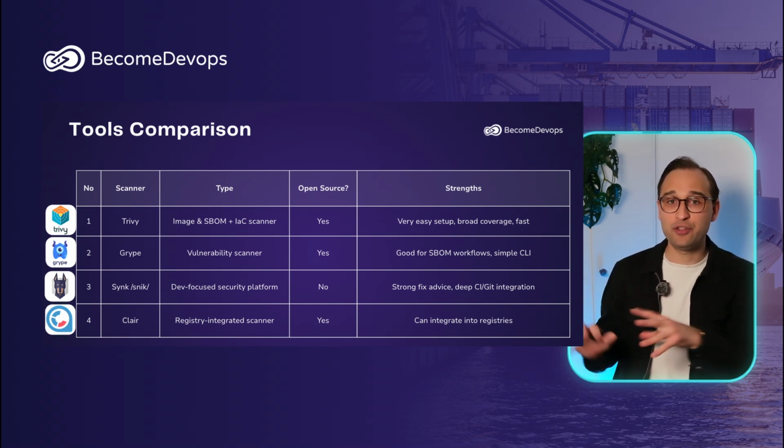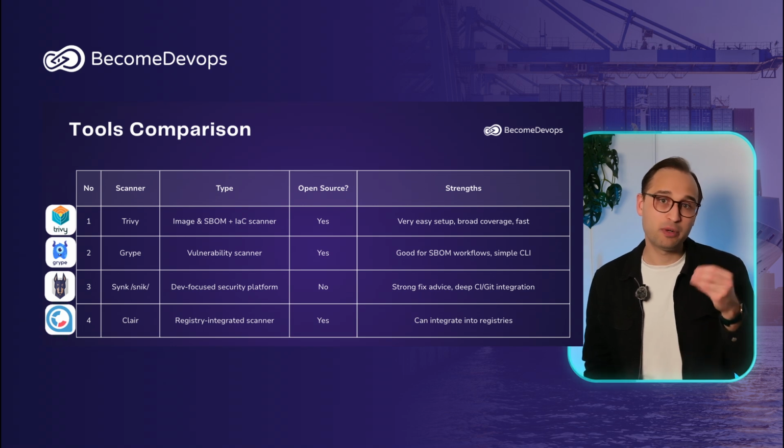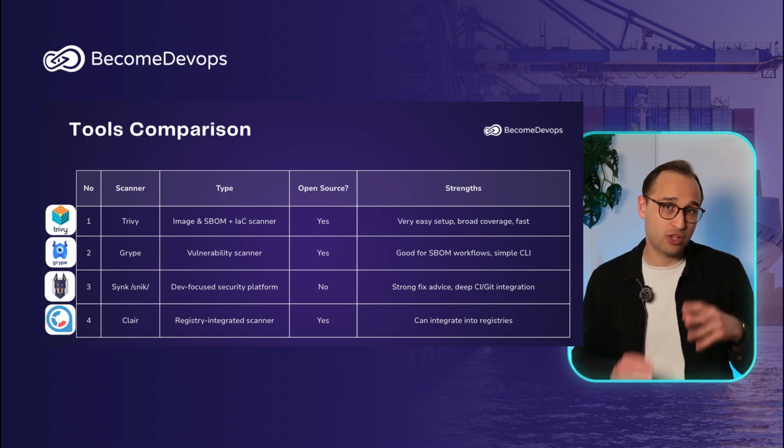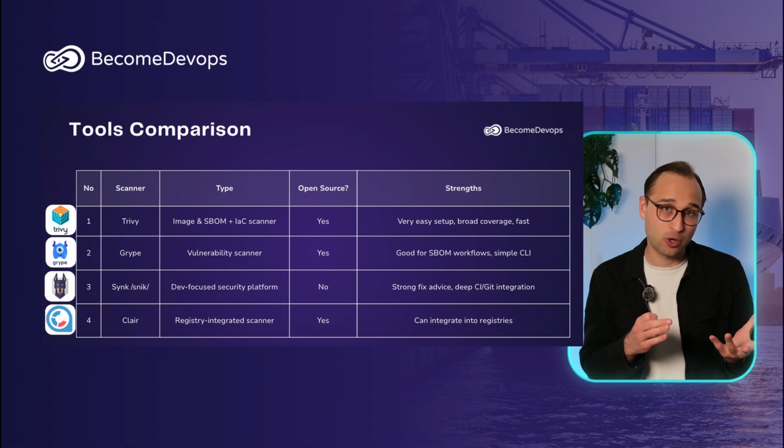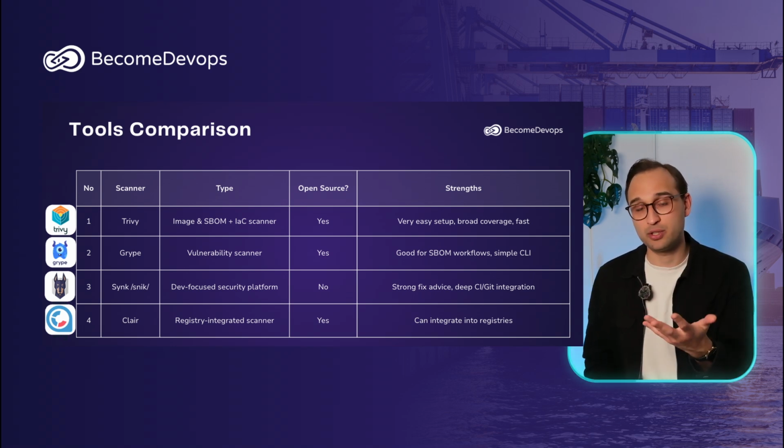Use Grype when you want deep and accurate vulnerability detection. You prefer strong integration with tools such as, for example, Anchore, or you also need to have more control over the scanning and reporting.